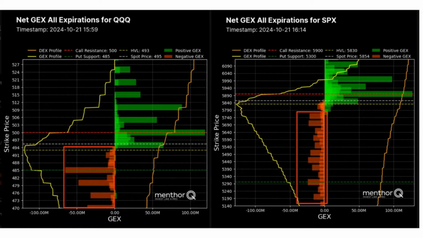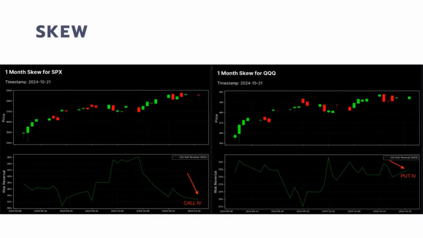All right. So we saw that overall the market is on the bullish side, but we are also seeing an increased amount of protection. So now we can overlay that analysis with our skew chart. And here what you see is the 1 month skew of SPX and QQQ.